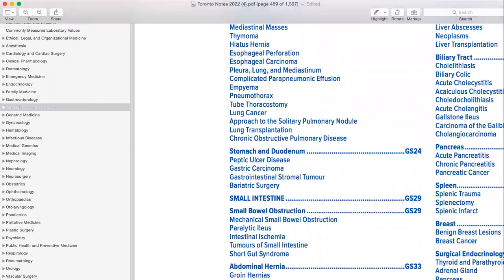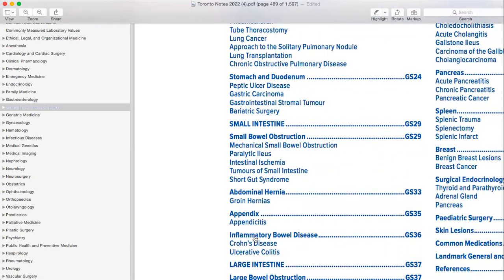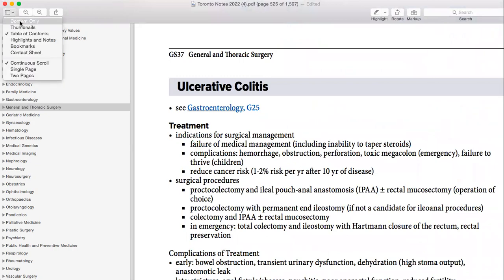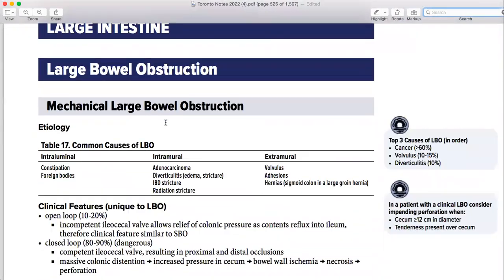Okay. So let's do large bowel obstruction quickly. Large bowel obstruction is basically here. These are the main common causes. What are the main common causes?